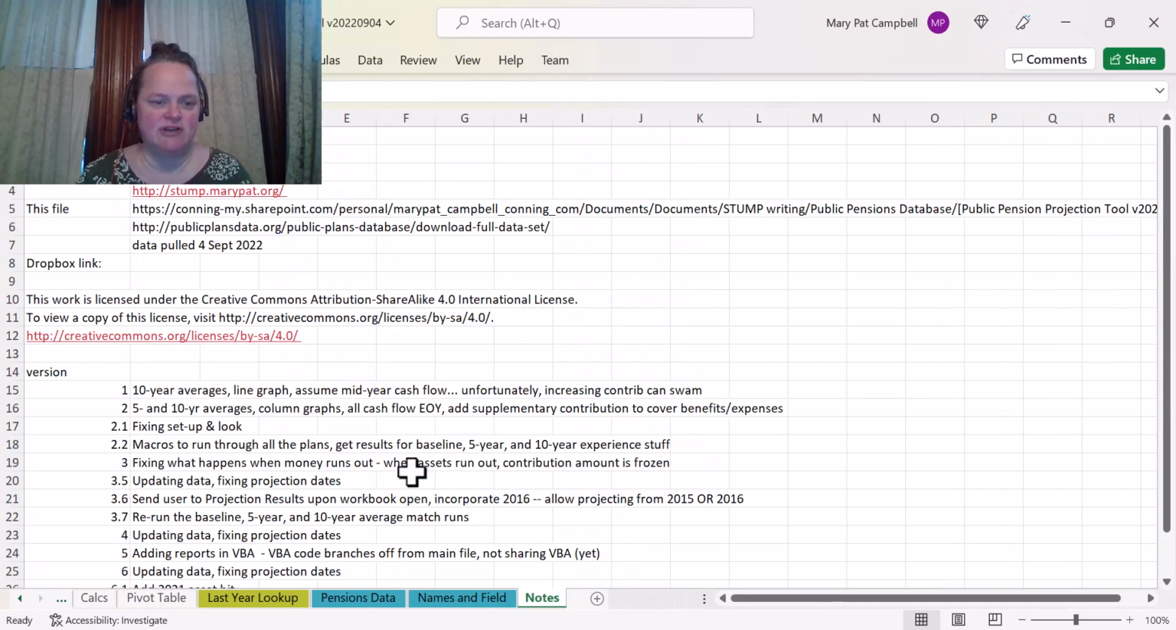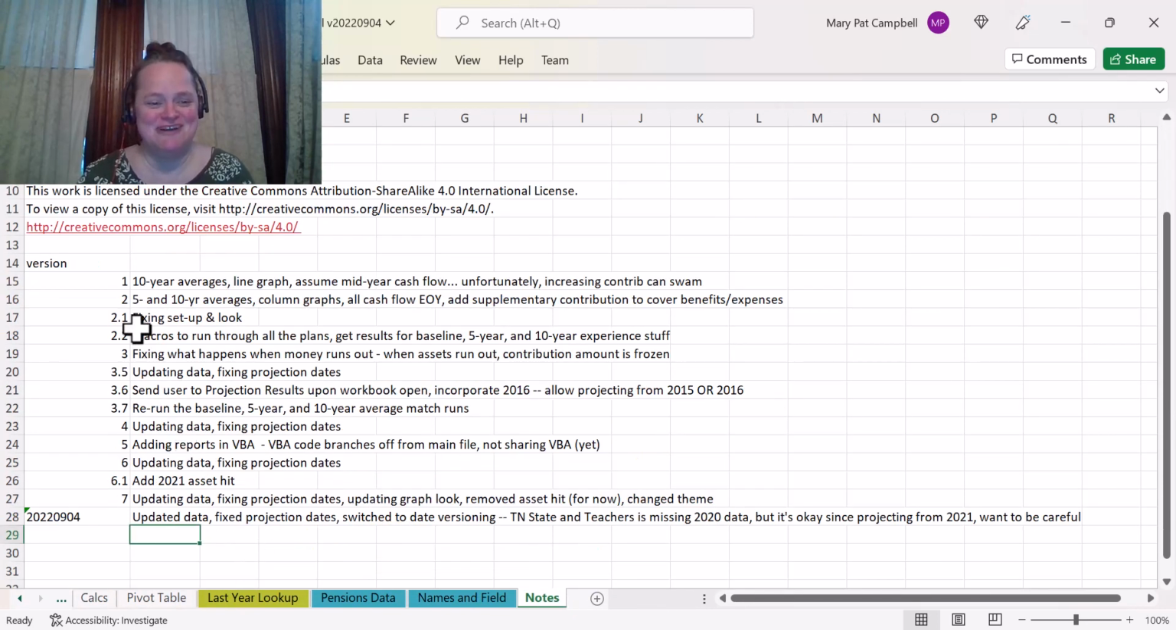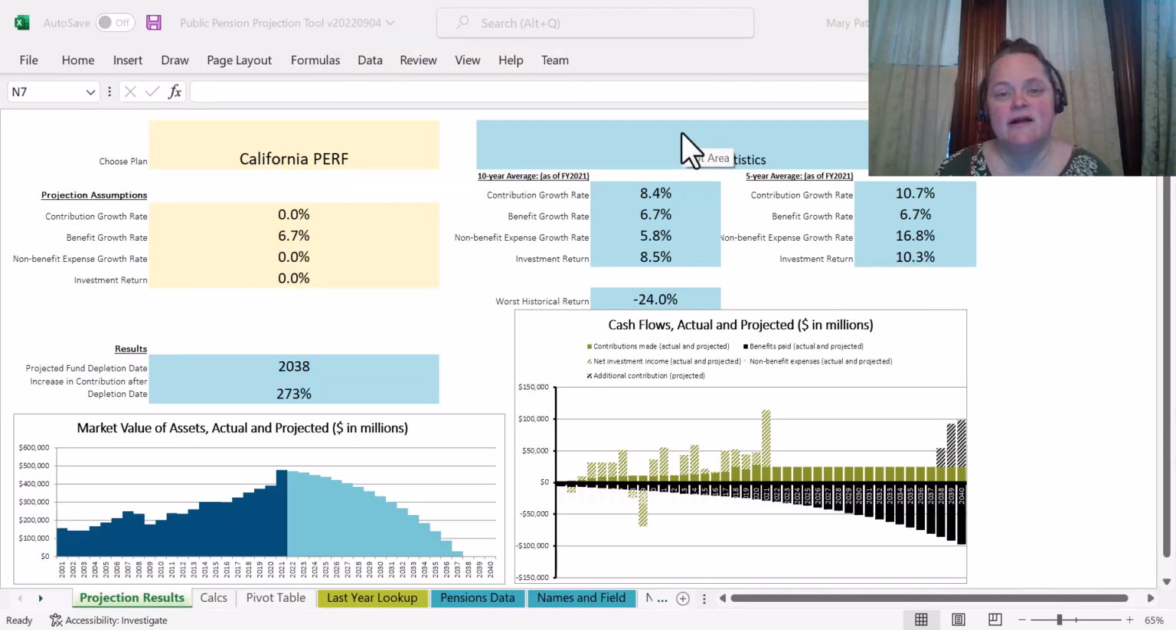And then I have a notes page where you can see a version history. I used to have version numbers 1, 2, 2.1, etc., and now I'm going to dates because I'm not making a lot of feature changes. Okay, that's enough of looking at the guts of the spreadsheet. You are welcome to play with that and adapt the spreadsheet as you will.